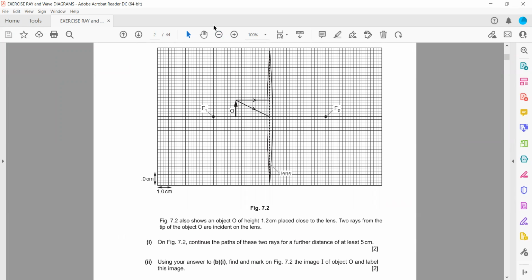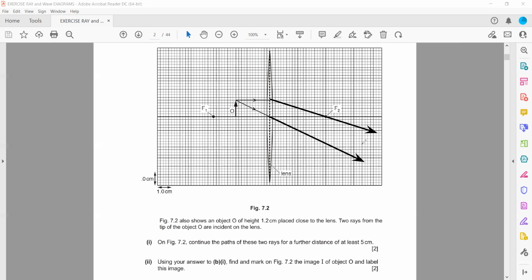So how can we work this out? We have to continue. A parallel light ray will always pass through the focus. We'll continue it for 5 centimeters, and the one which is passing through the center of the lens will pass straight. We'll again continue for 5 centimeters. Then these two light rays will never intersect, and it is obvious because the object is between the focus and the lens. So the two light rays will never intersect.